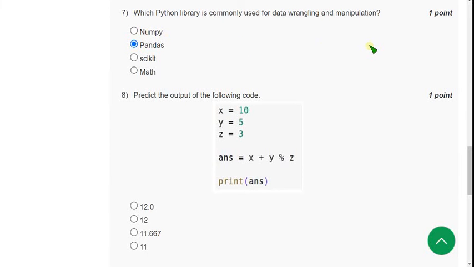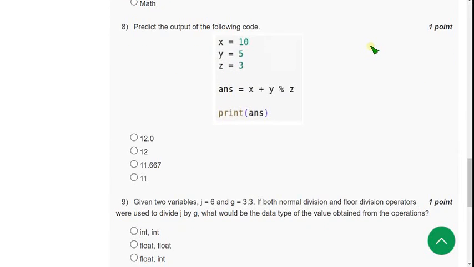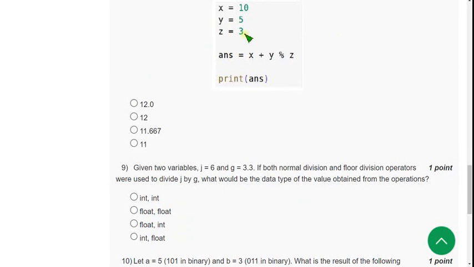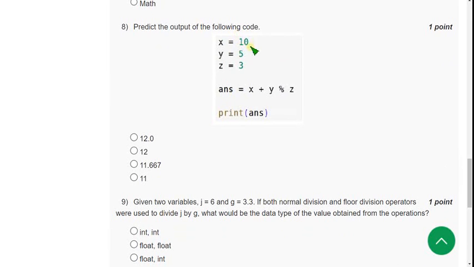Now let's move on to the eighth question. Predict the output of the following code. So they have given three variables. They have initialized them with 10, 5 and 3 respectively, and they have given an arithmetic expression. They are asking to print that final result. So I got the answer as 12. So that is once again the second option, guys.